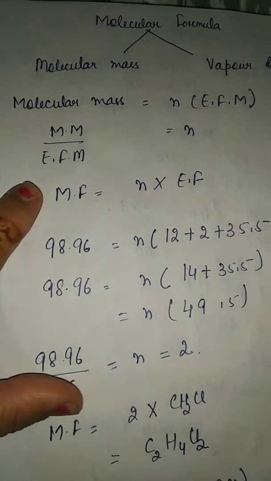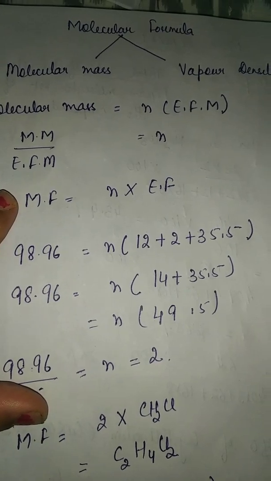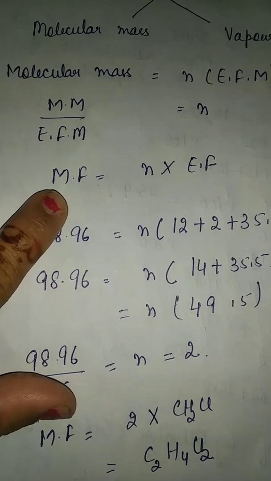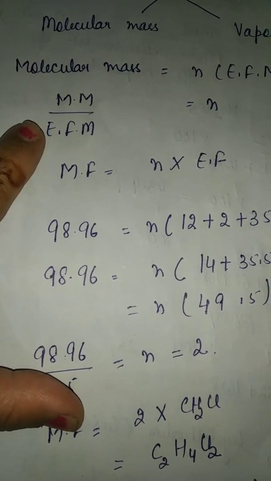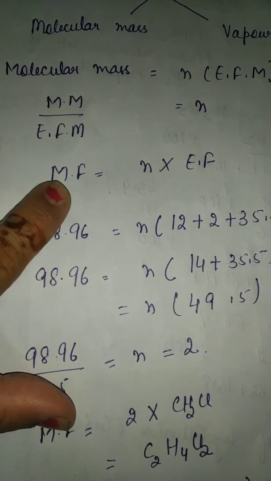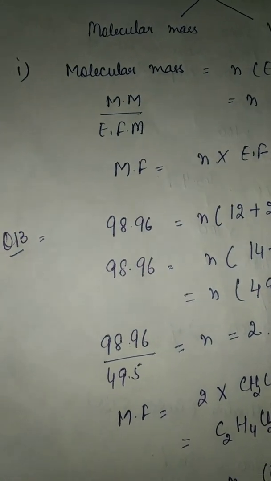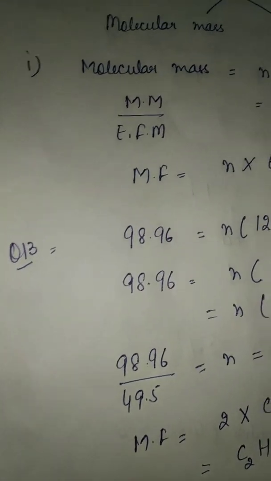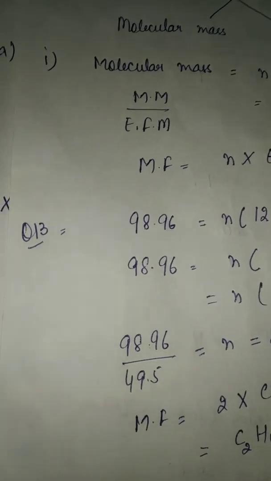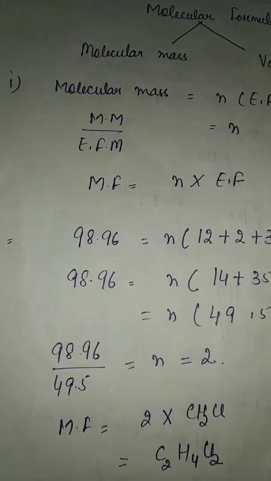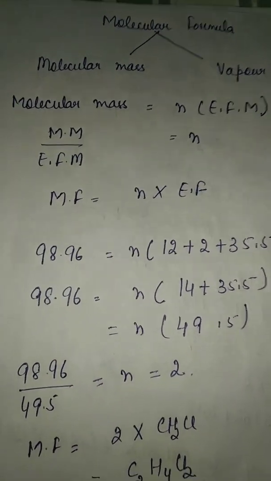First, from molecular mass: molecular mass is equal to n into empirical formula mass. From here we will calculate the value of n. n will be equal to molecular mass divided by empirical formula mass. So molecular formula will be equal to n into empirical formula. For example, in question number 13, first we have to calculate empirical formula, then molecular mass is given to us. From molecular mass, we will calculate the value of molecular formula.